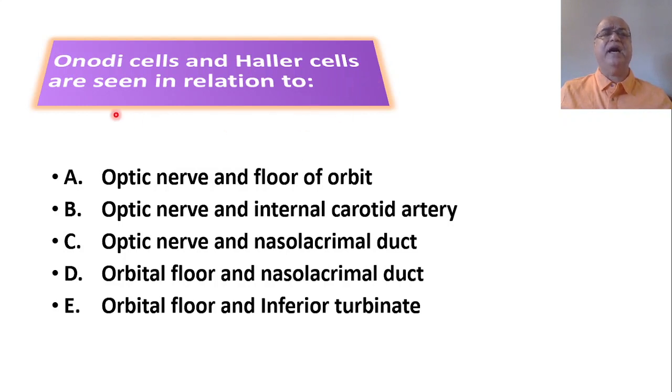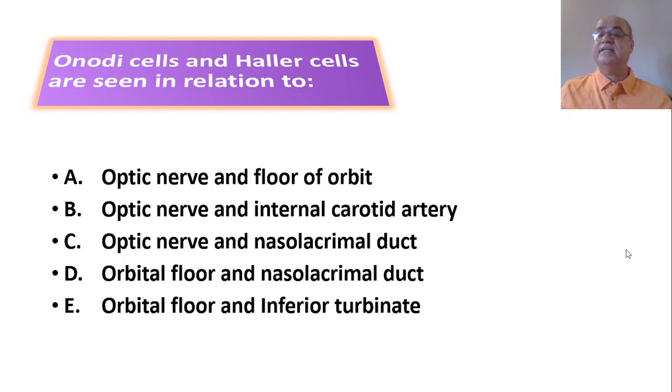Onodi and Haller cells are seen in relation to, the Onodi and Haller cells. They are posterior and anterior ethmoidal air cells. Haller cells are anterior ethmoidal and Onodi cells are posterior ethmoidal. Haller cells are related to orbital floor, and these ethmoid cells extend into the roof of maxillary sinus ostium. These cells remain asymptomatic or they affect the maxillary sinus ventilation and drainage, resulting in recurrent or chronic maxillary sinusitis. They are present in 10% of the population.